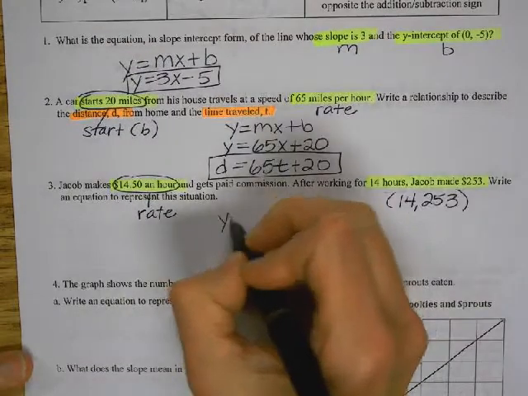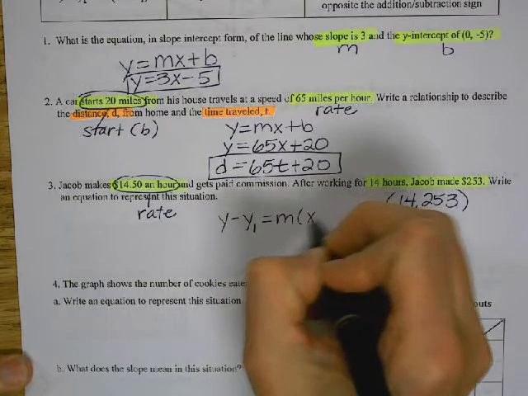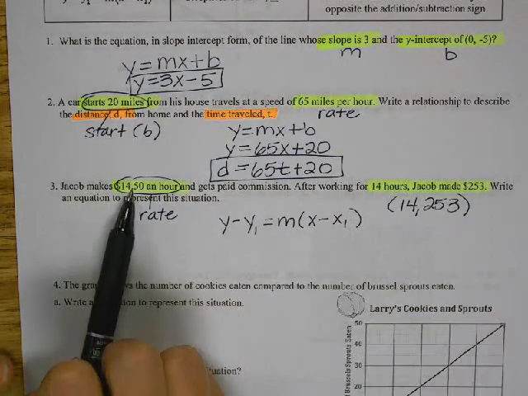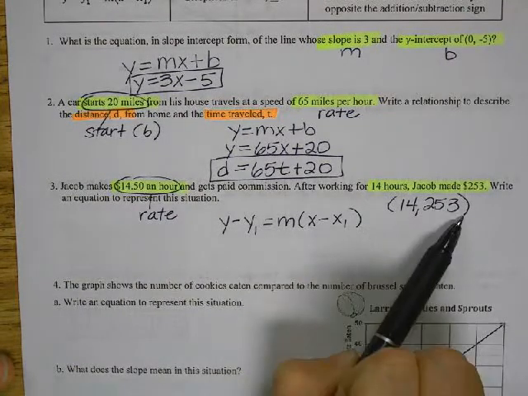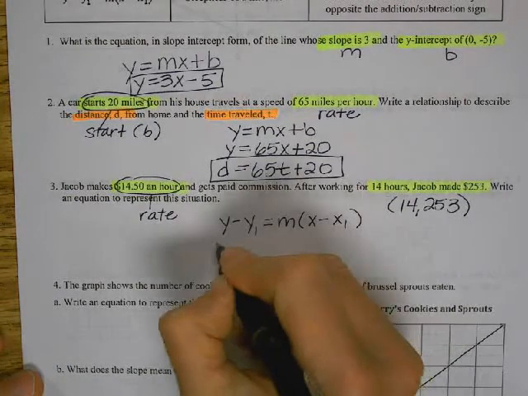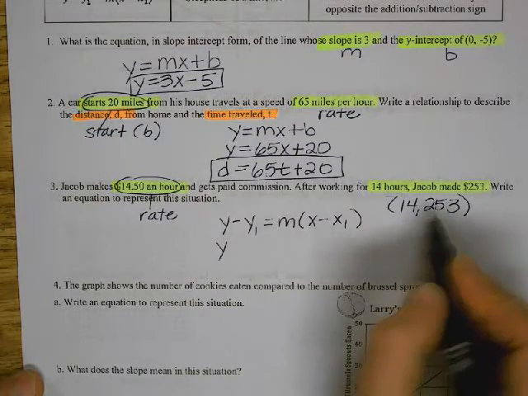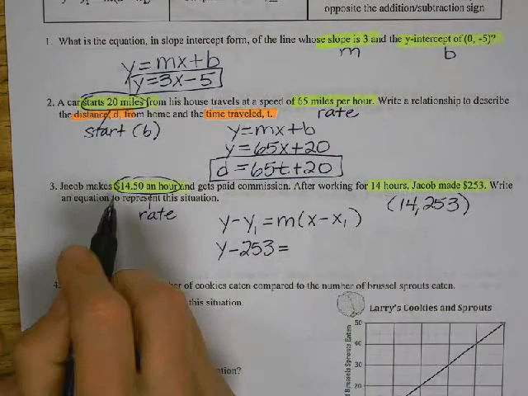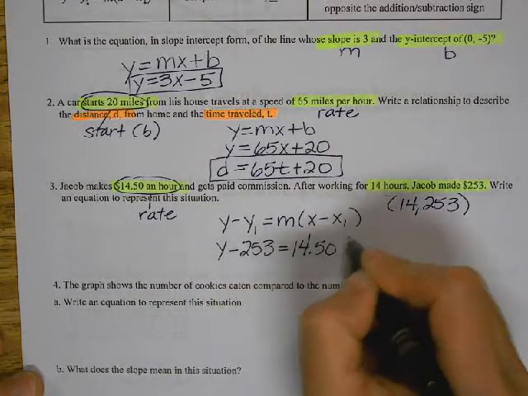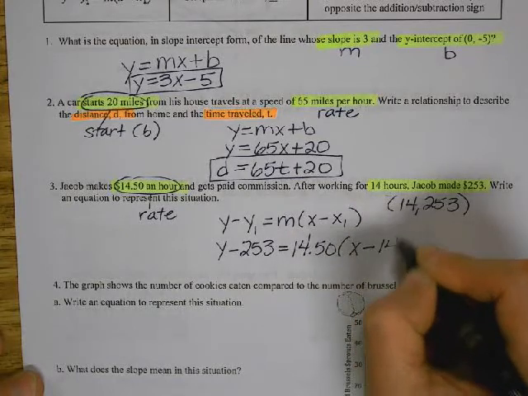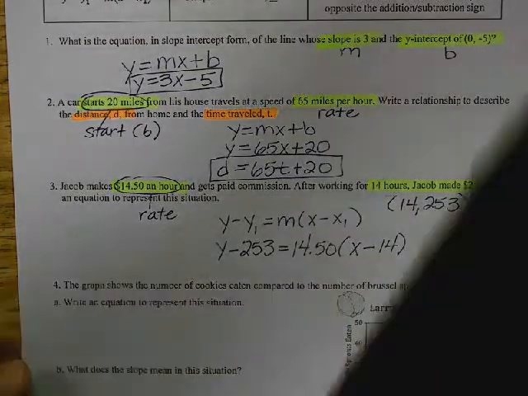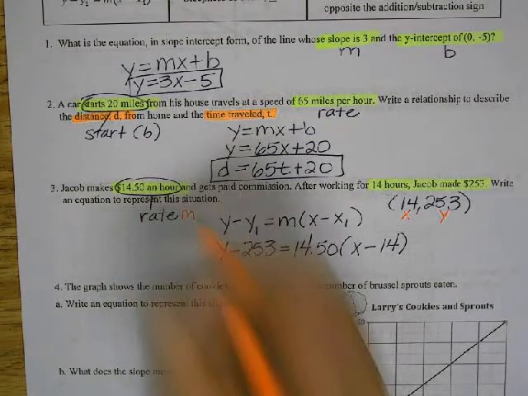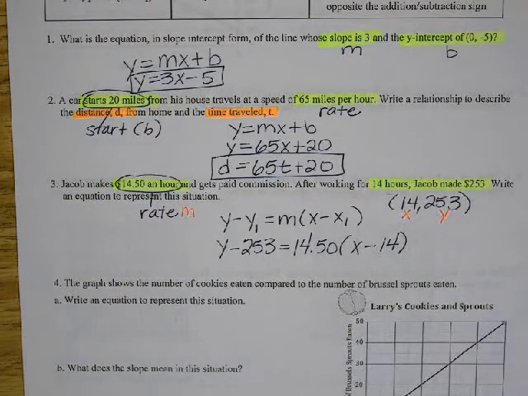So now you use that equation, y minus y1 equals m times x minus x1, and you plug in the stuff you know. So I've got 3 numbers. I've got 14.50, I've got 14, and I've got 253. Remember, it's opposite day when we write the equation. So it's y minus 253 equals, and then 14.50 times x minus 14. Okay? Because 14 is x and 253 is y. And this is m. Okay?